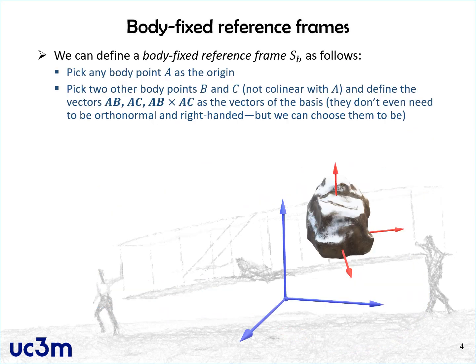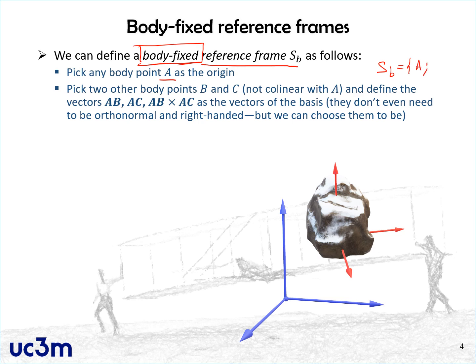All right, so let us discuss how we can describe the configuration of a rigid body, which in general can be very complex. It can have a very complicated geometry. So one thing that we can always do is to define an associated reference frame, SB, which is fixed to the body and moves with the body. This is what we will call a body fixed reference frame. So how can we do that? Well, it's quite easy. We just have to pick any point of the rigid body. Let's call this point A, and use that as the origin of our reference frame. So that's half of the problem.